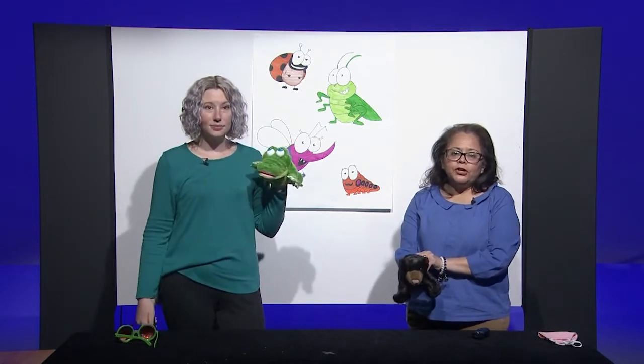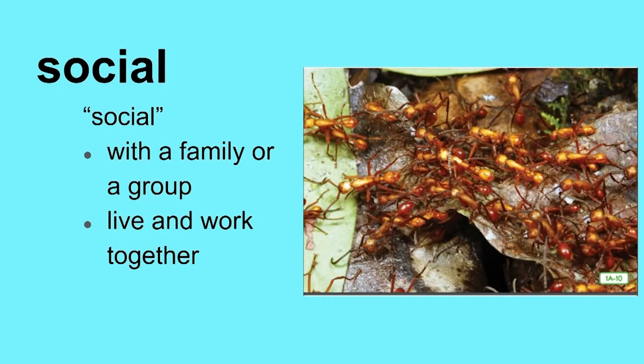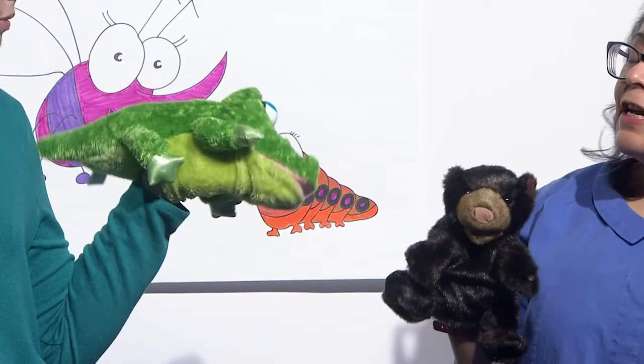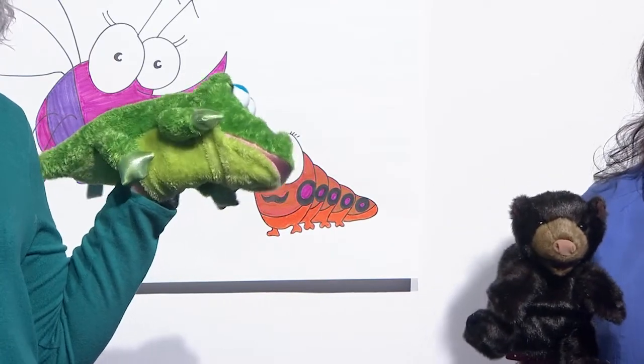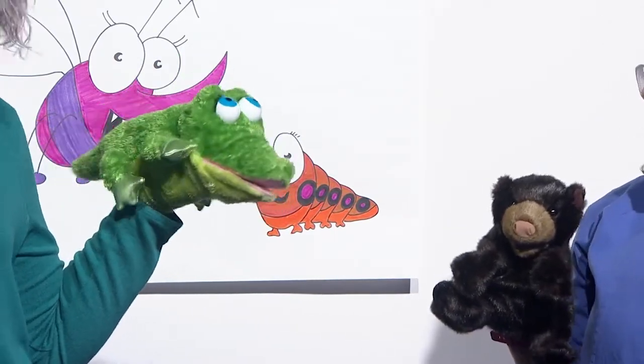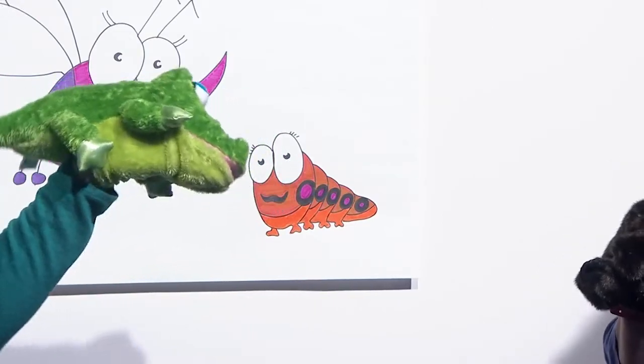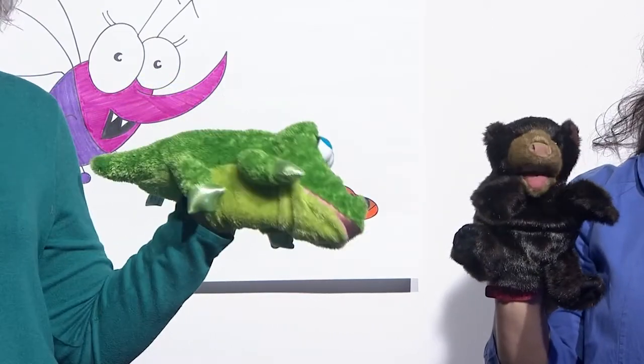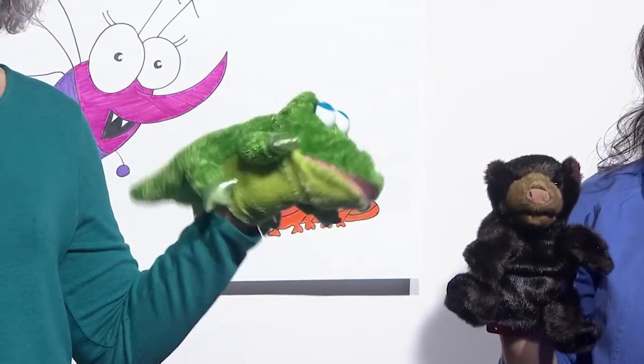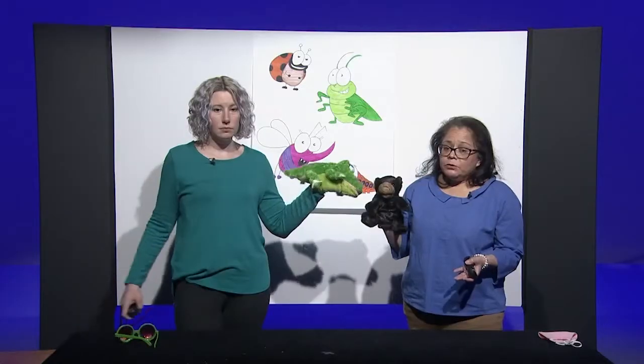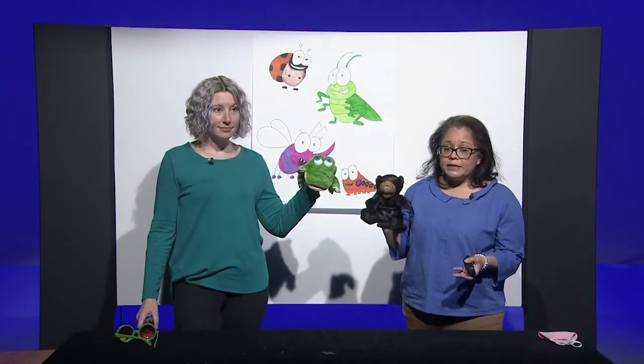Here's a picture to go with our next word, social. Social is a cognate too. The Spanish word is social. They are all together. That's right, Allie. Social insects are those that live and work together in a family or a group. We live with our families. Yes, we do. We are social animals like some of the insects we'll read about today.